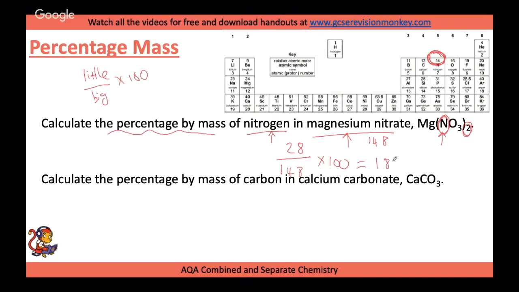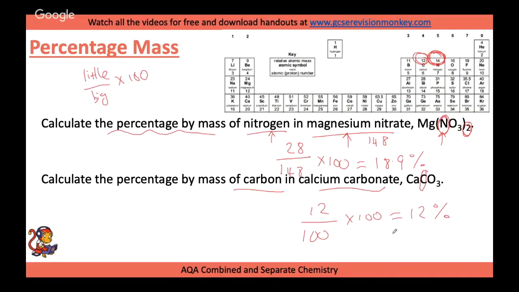So we've done the mass of nitrogen divided by the whole thing times 100, and that will give us 18.9%. If we do a similar thing here, this says calculate the percentage by mass of carbon in calcium carbonate. So we want the carbon, and there's just 1 of those, and that has a mass of 12, divided by the relative formula mass that we've just worked out on the previous slide, which was 100, times 100 will give us 12%.